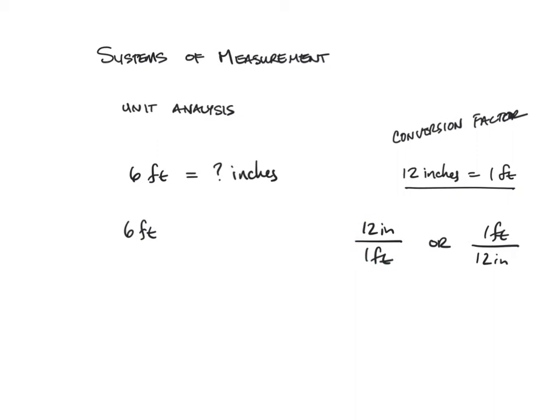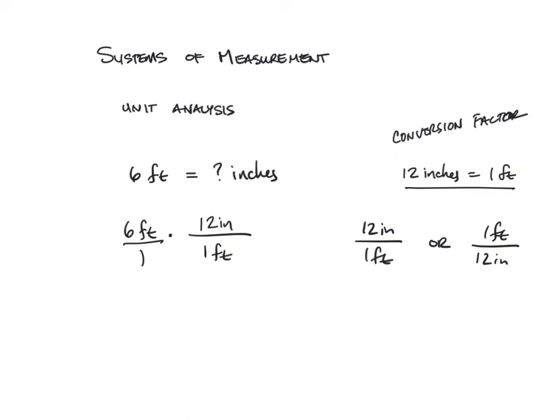So we're going to multiply 6 feet times, and we can think of this as 6 feet over 1 if you'd like. And what we want in our denominator is feet, so that we can cancel with these feet. Just like you can cross-cancel numbers, we're going to cross-cancel units. So I'm going to put the 1 foot down here, and then the 12 inches up top. So we used this ratio here.